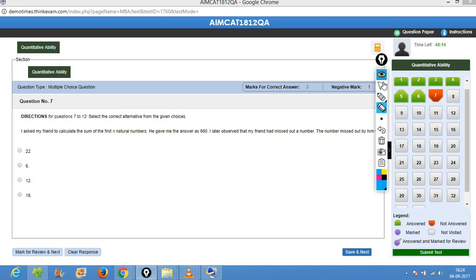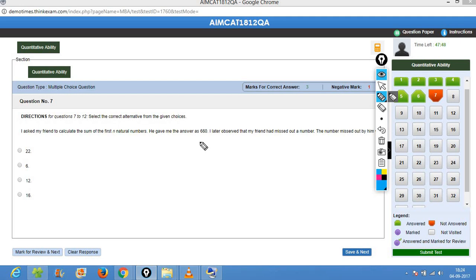Let's see the next one. I asked my friend to calculate the sum of first n natural numbers. He gave me the answer 660. I later observed that my friend had missed out a number. So a number is missing from the sum of first n natural numbers. I have to get a number near about this part. So let's just start by assuming a number.